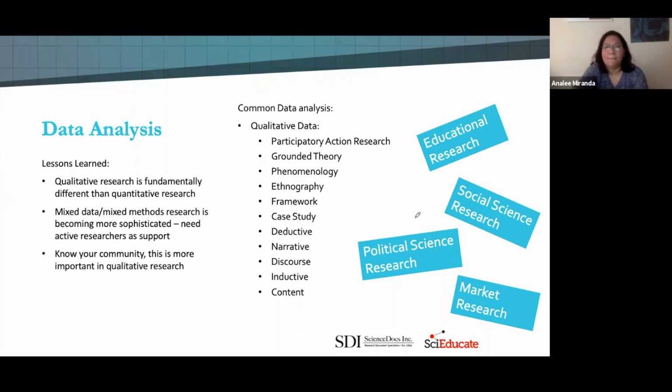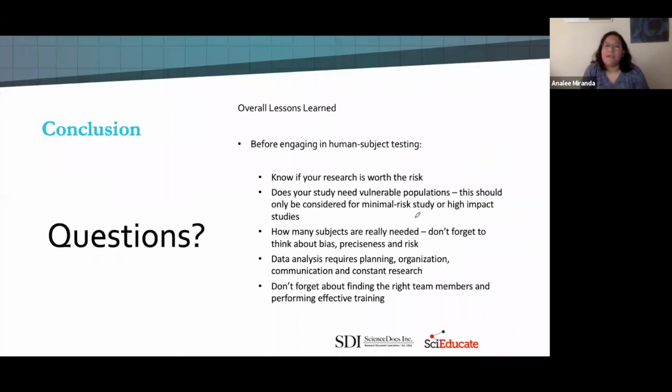And so my overall lessons learned: before engaging in any human subject testing, know if your research is worth the risk. Does your study need vulnerable populations? This should only be considered really for minimal risk studies or high impact studies.